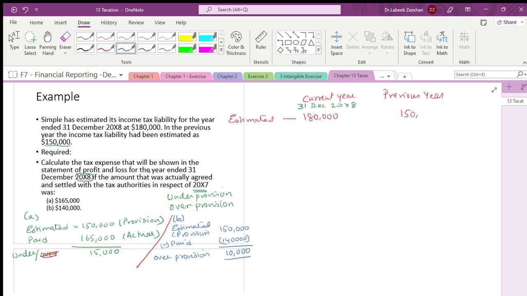In the previous case, the estimation is 150, but we paid more. We have underestimated. As simple as that, we have underestimated. Here we have overestimated.